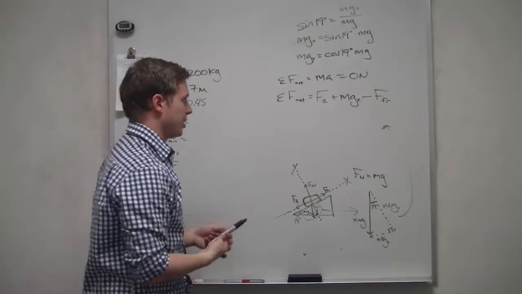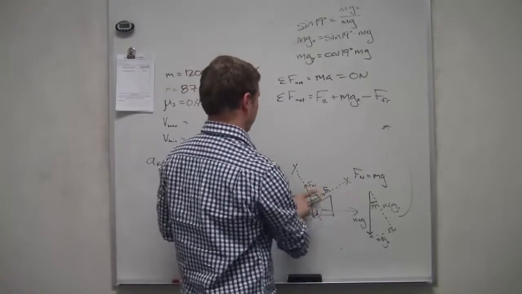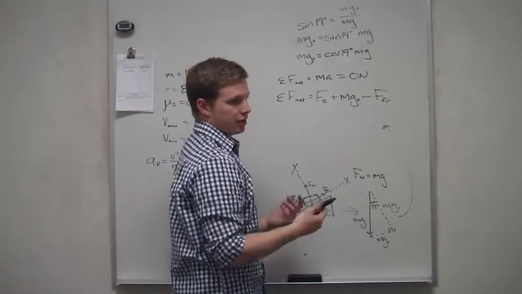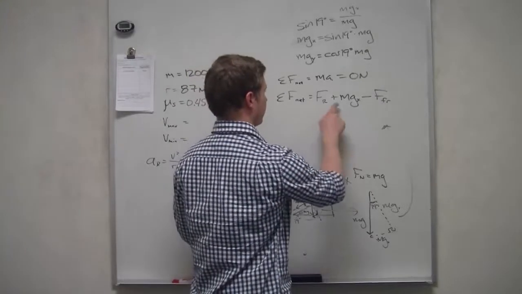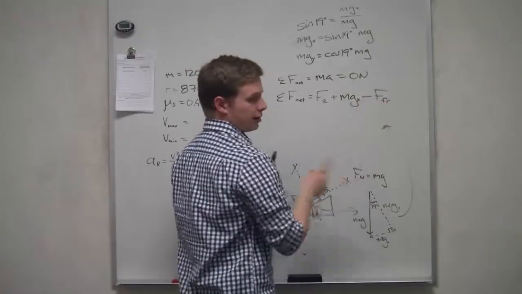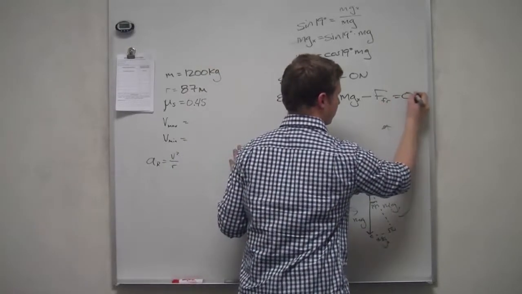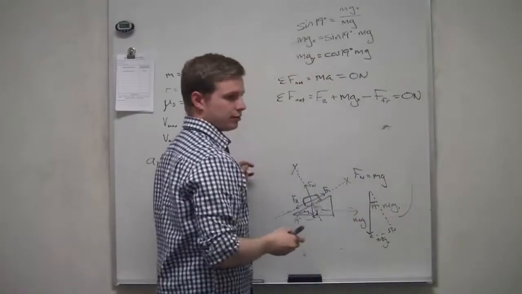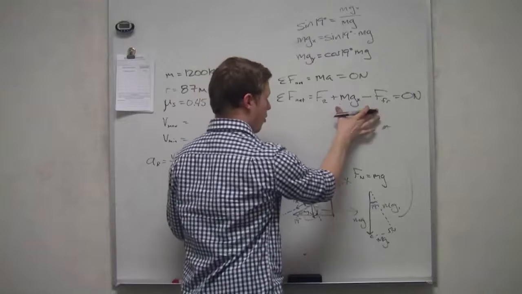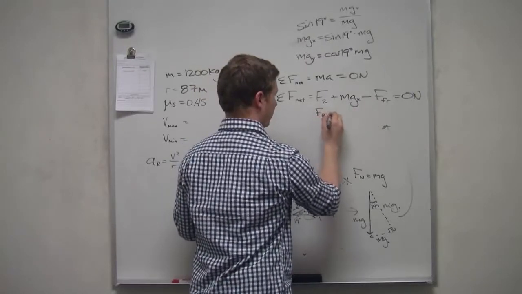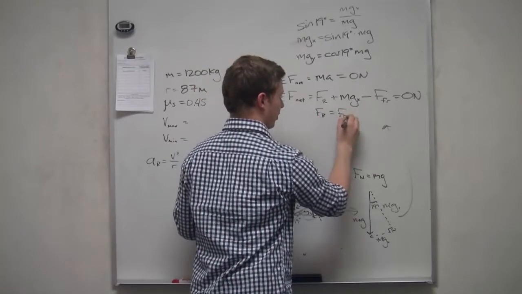I just picked down. These were positive, and that was a negative. For sure, you could do it the other way too. You could say these are negative and that's positive. Either way, whatever you do, it's going to be 0.